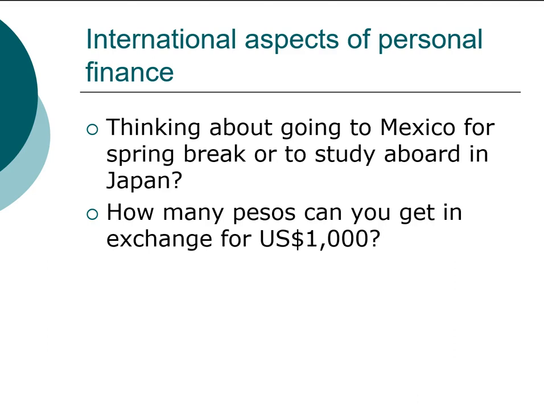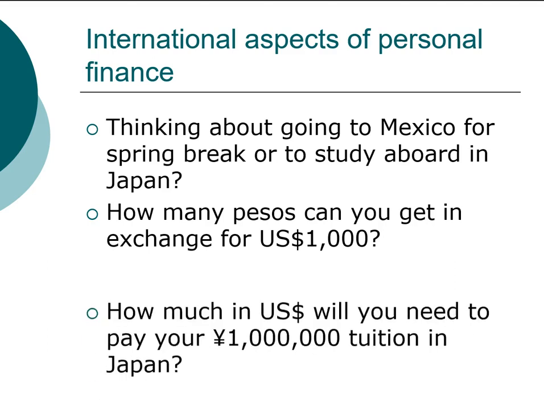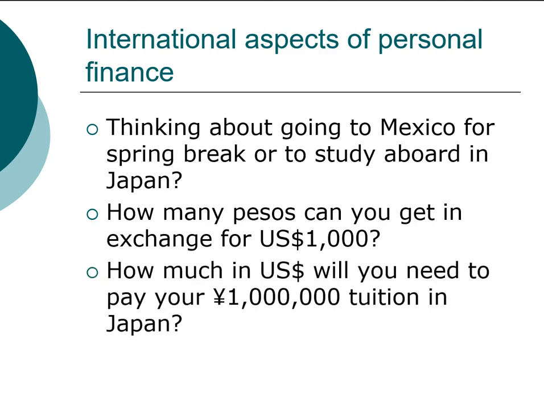Same thing if you are thinking about doing a study abroad. Let's say the school says that the tuition is going to be 1 million yen. What does that mean? How much does that translate into US currency? Nowadays, that's relatively easy to do. You can go to a currency converter, and there are many of them available on the internet. But it's also useful to understand, besides exactly how much money can be converted today, what you can expect to happen. Particularly, if you are studying abroad for 6 months or a year, will your exchange rate change over time, and how may that change impact you?